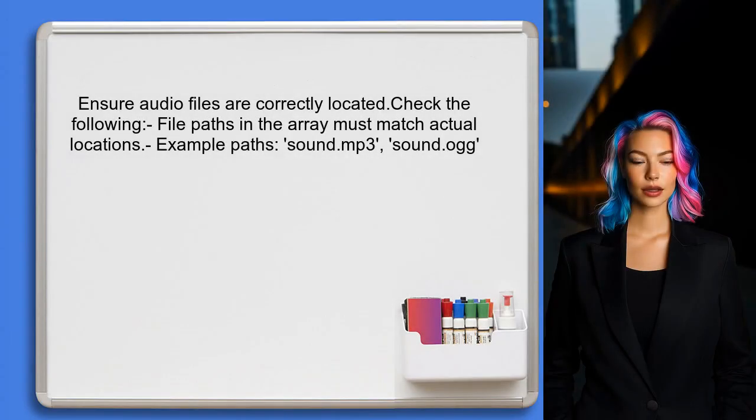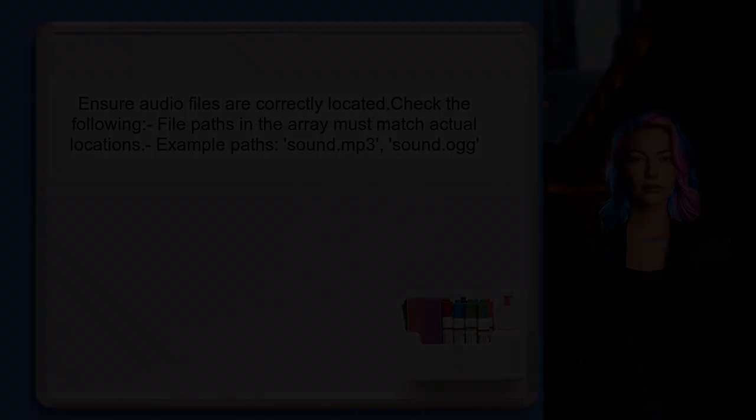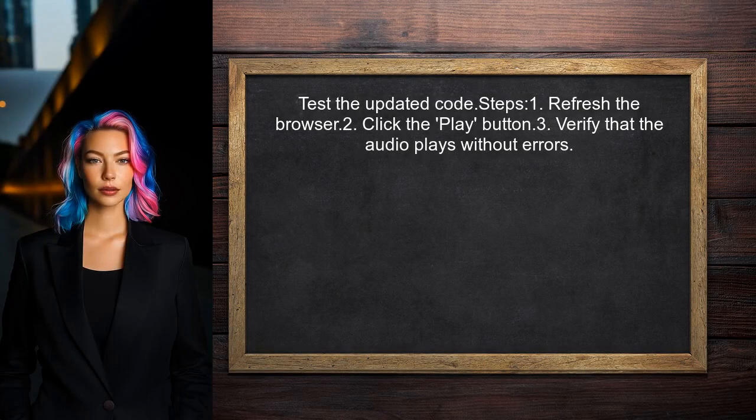After updating the property, the user should ensure that the audio files are correctly located in the project directory. The paths provided in the array must match the actual file locations. Finally, the user can test the updated code by refreshing the browser and clicking the play button. This should allow the audio to play without any errors.